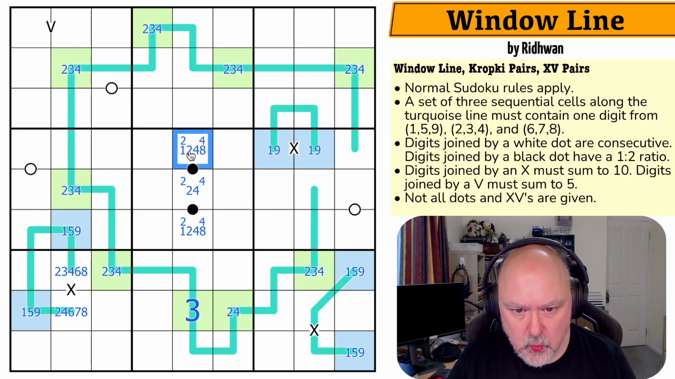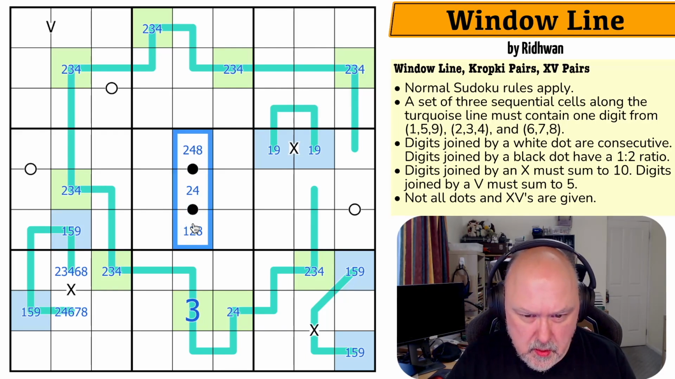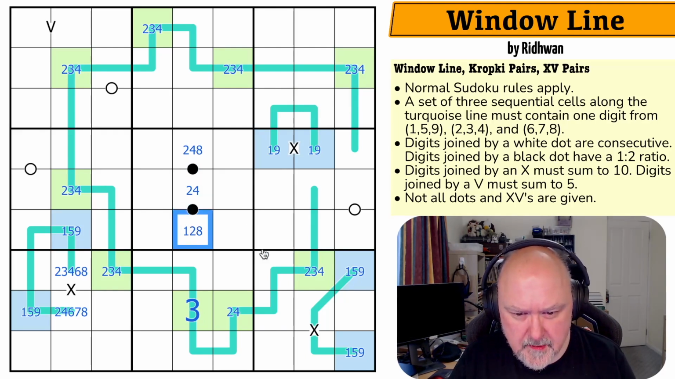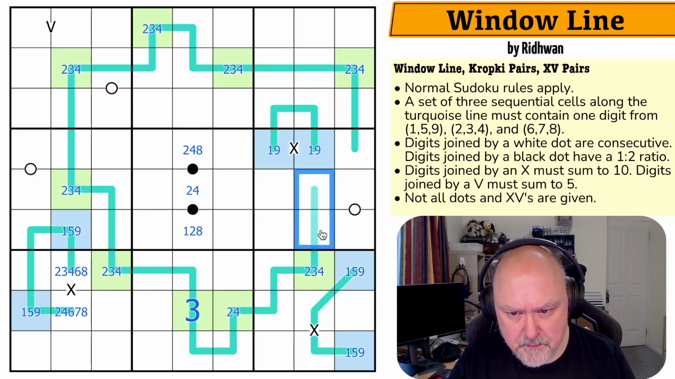So this isn't a 1. So this can't go 1, 2, 4. That's not a 4. I need more than this, though. There must be a blue on here. So there is now a 5 on here, because I must put a blue on here, and the only blue that's available is 5.